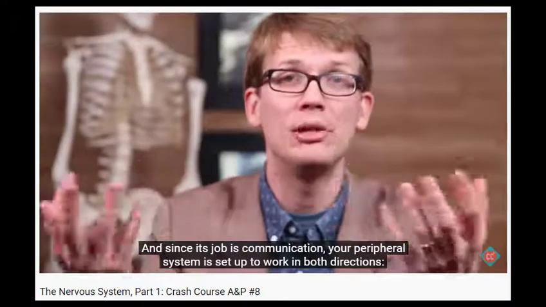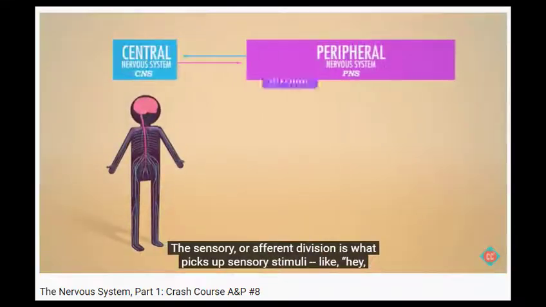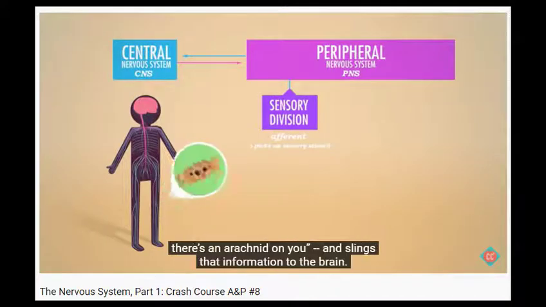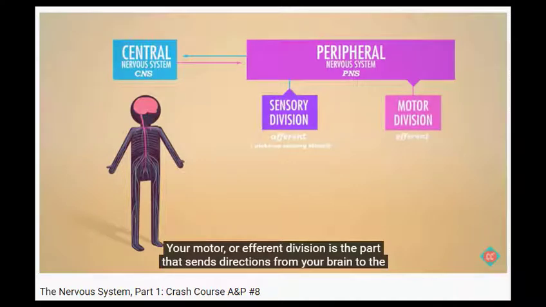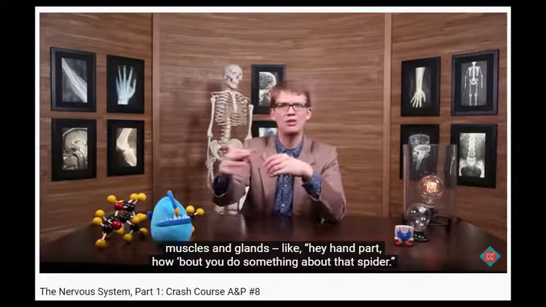And since its job is communication, your peripheral system is set up to work in both directions. The sensory, or afferent, division is what picks up sensory stimuli, like, hey, there's an arachnid on you, and slings that information to the brain. Your motor, or efferent, division is the part that sends directions from your brain to the muscles and glands, like, hey, hand part, how about you do something about that spider?